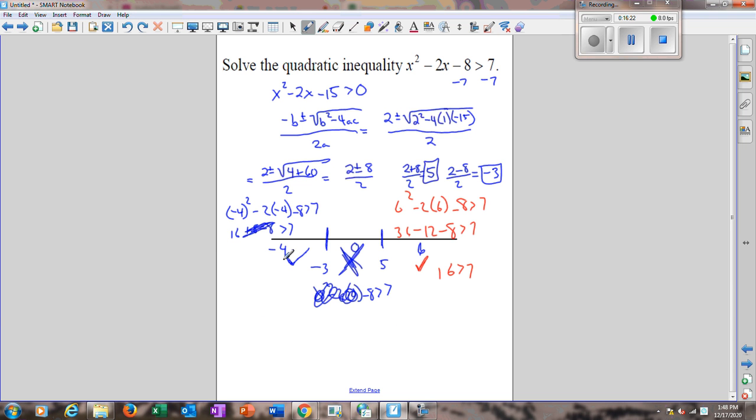Takes us to the end. Where does it work for? Works from negative infinity to negative 3. Parenthesis on this because there's no equal sign under the inequality. Union. And then 5 to infinity. And that's our final answer.